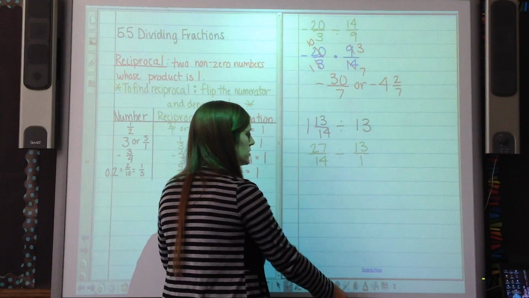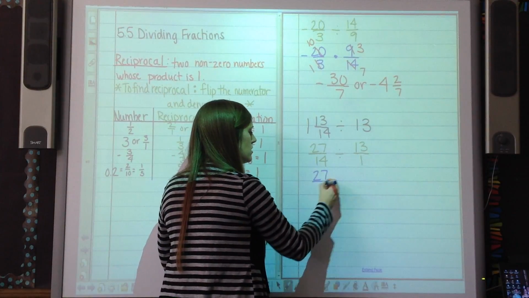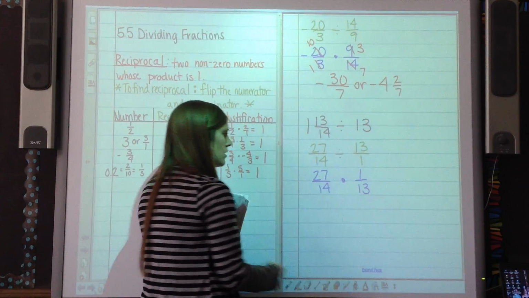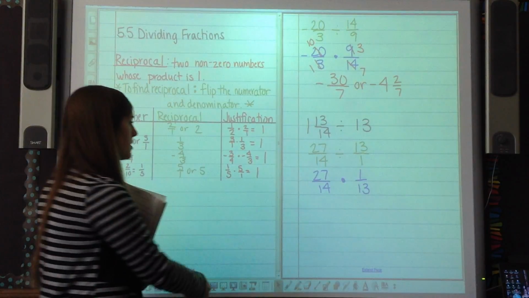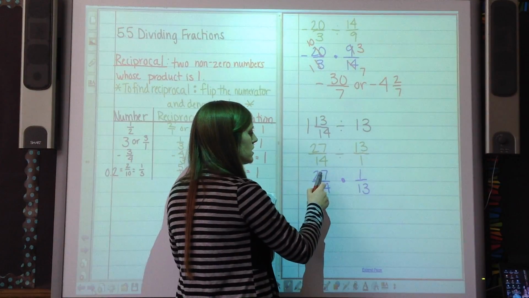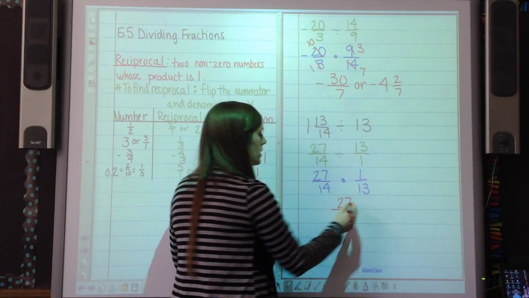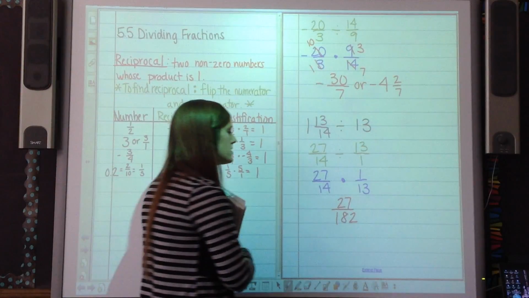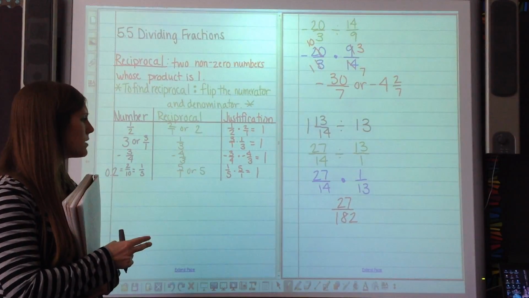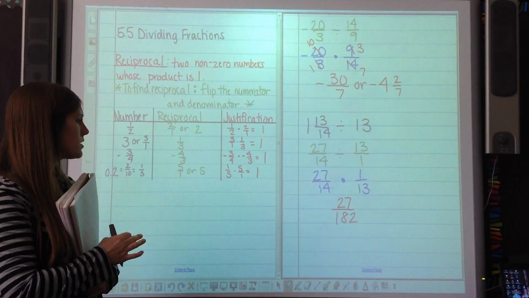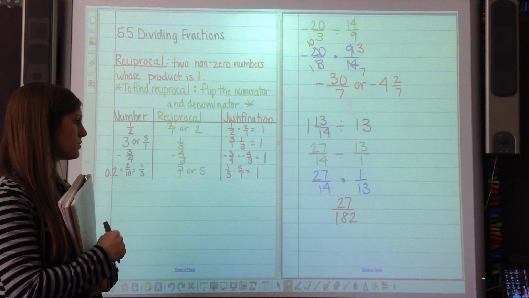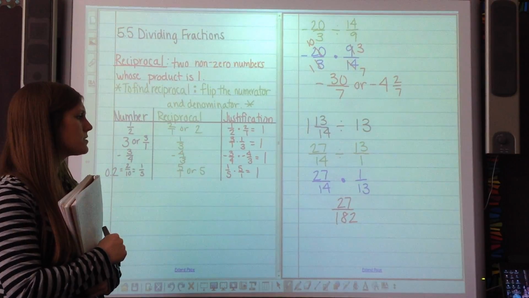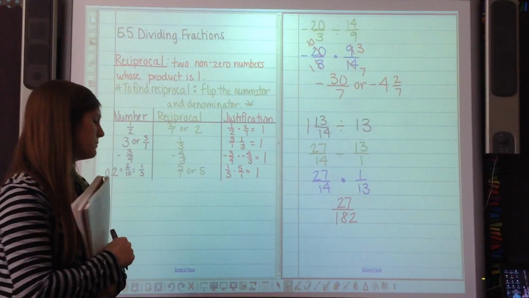Can't divide, so I'm going to turn it into multiplication. Keep the first fraction. Switch to multiplication. Flip. Unfortunately, there is no cross reducing in this problem, so I'm going to multiply straight across. 27 times 1, and then 14 times 13 is 182. And I'm going to check to see if we can reduce it at all. I know we can't divide by 2. 3 doesn't work. 4 doesn't work, 5 doesn't work, 6 isn't going to work, 7 doesn't work, 9's not going to work, 10 no, 11, 12 no. So this looks like it's simplified as much as possible.